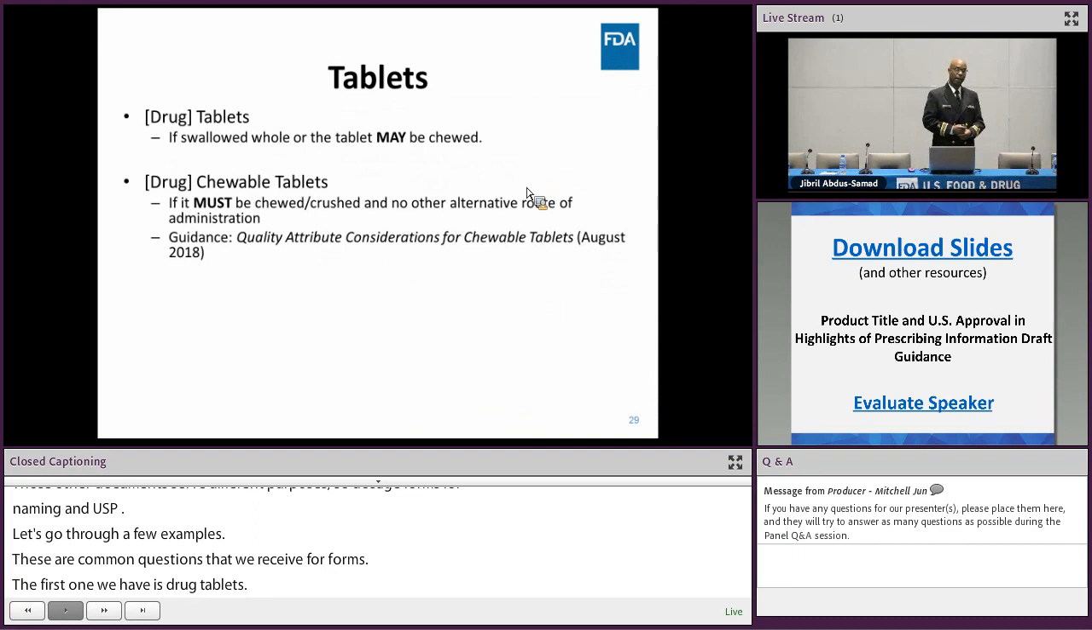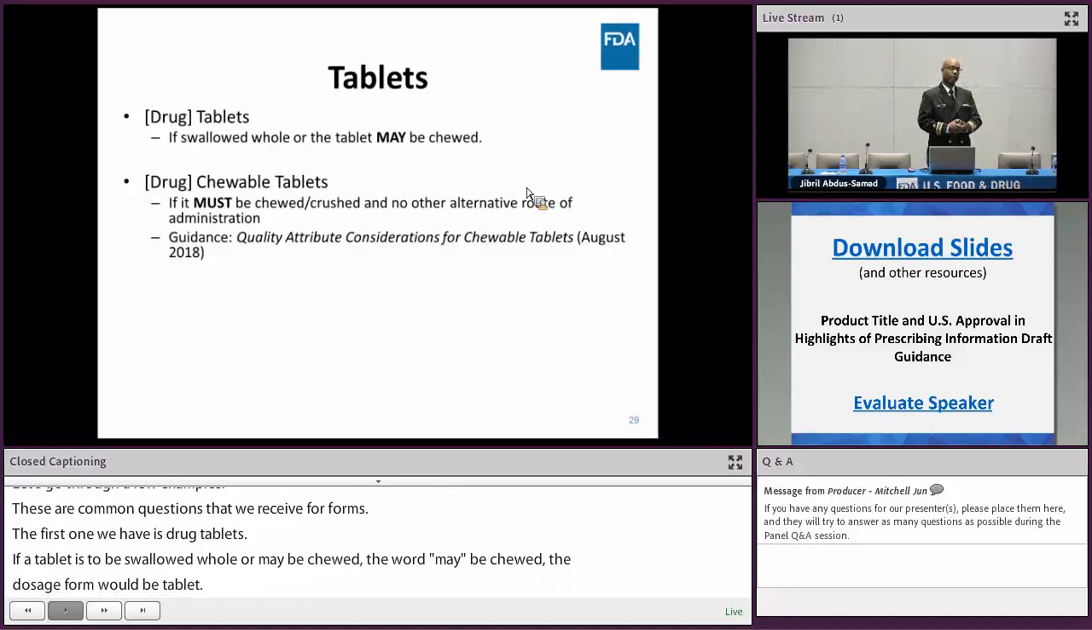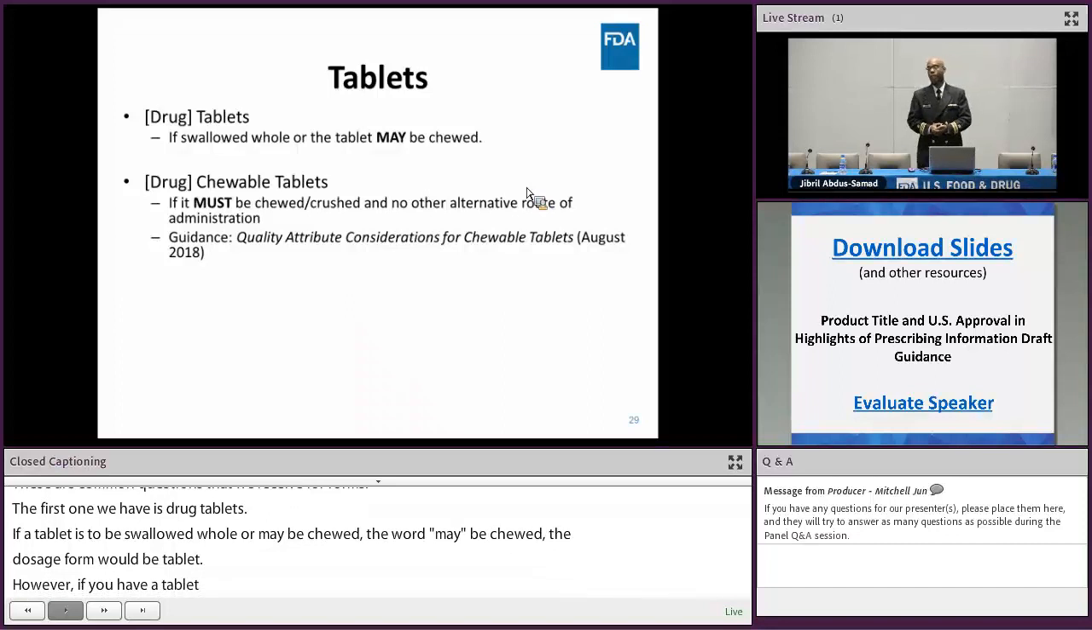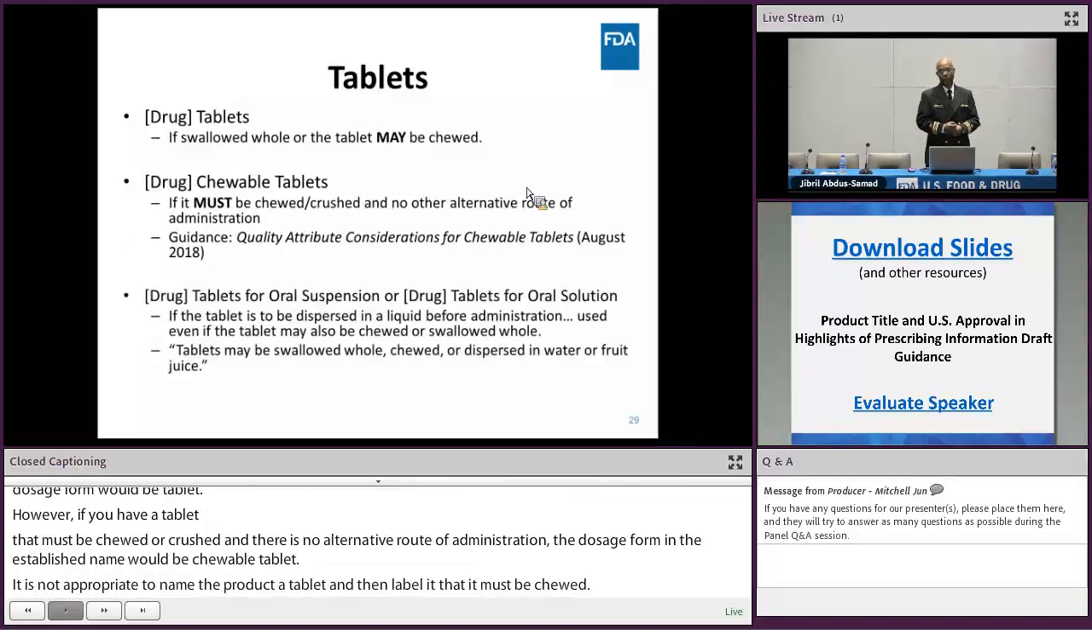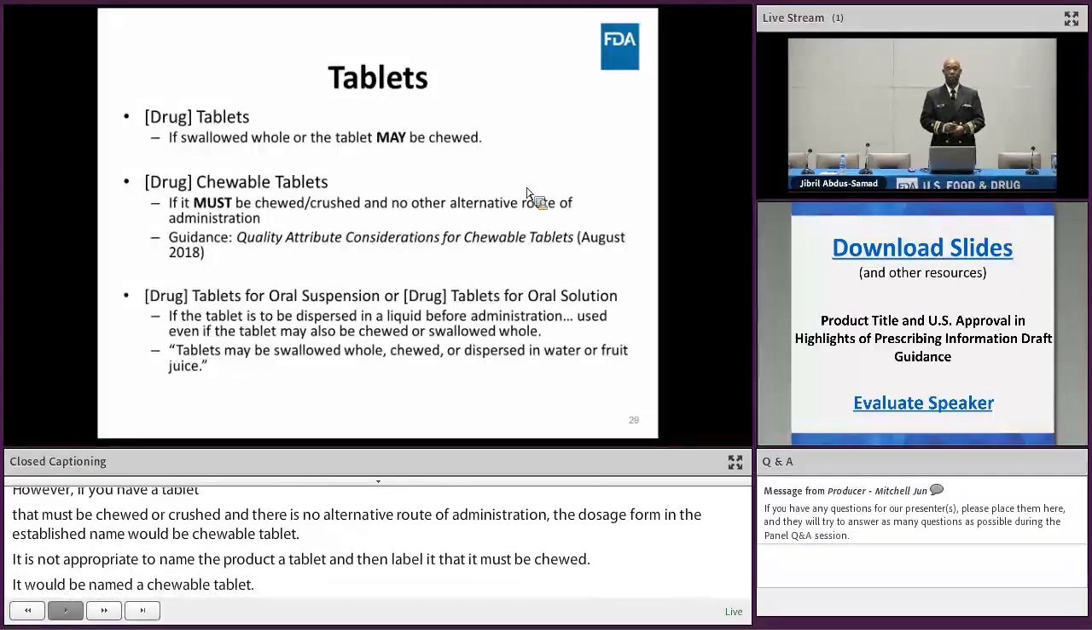However, if you have a tablet that must be chewed or crushed, and there's no alternative route of administration, then the dosage form in the established name would be chewable tablets. So it's not appropriate to name the product a tablet and then label it that it must be chewed. It would be named a chewable tablet. And for tablets that are to be dispersed in a liquid before administration, those will be tablets for oral suspension or tablets for oral solution.